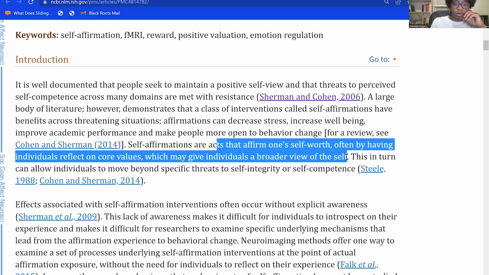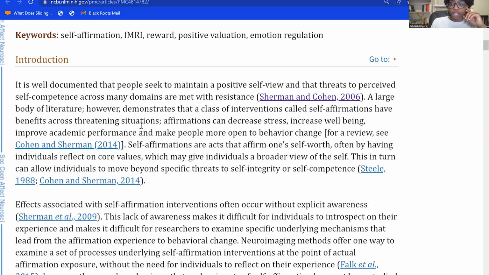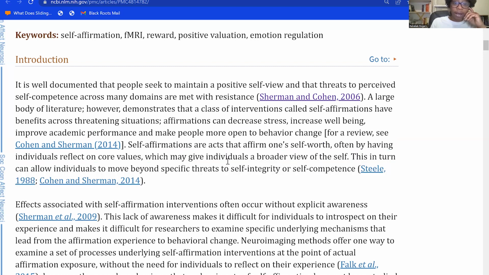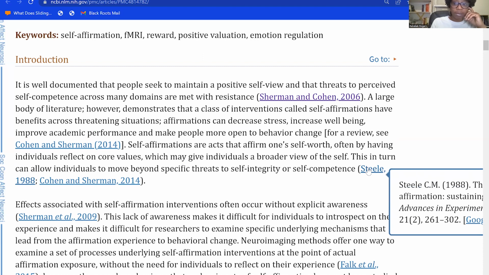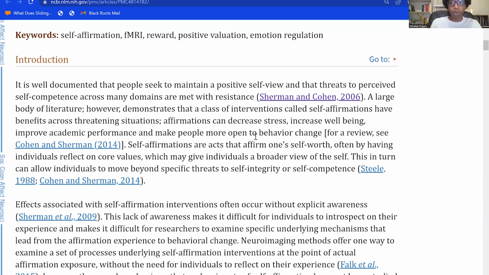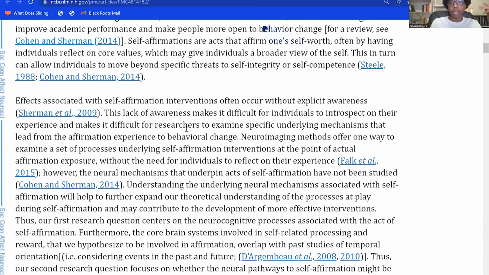They affirm one's self-worth. Okay, so you're literally just defining what self-worth is. In turn, allow individuals beyond self-threat. Okay, so now I see Steele mentioned here. So we've got somebody who's not Sherman and Cohen, who's now mentioned, but is also mentioned with Sherman and Cohen. So it sounds like there's other people who are affirming whatever Sherman and Cohen were saying, so I have more confidence in whatever these authors' points are.